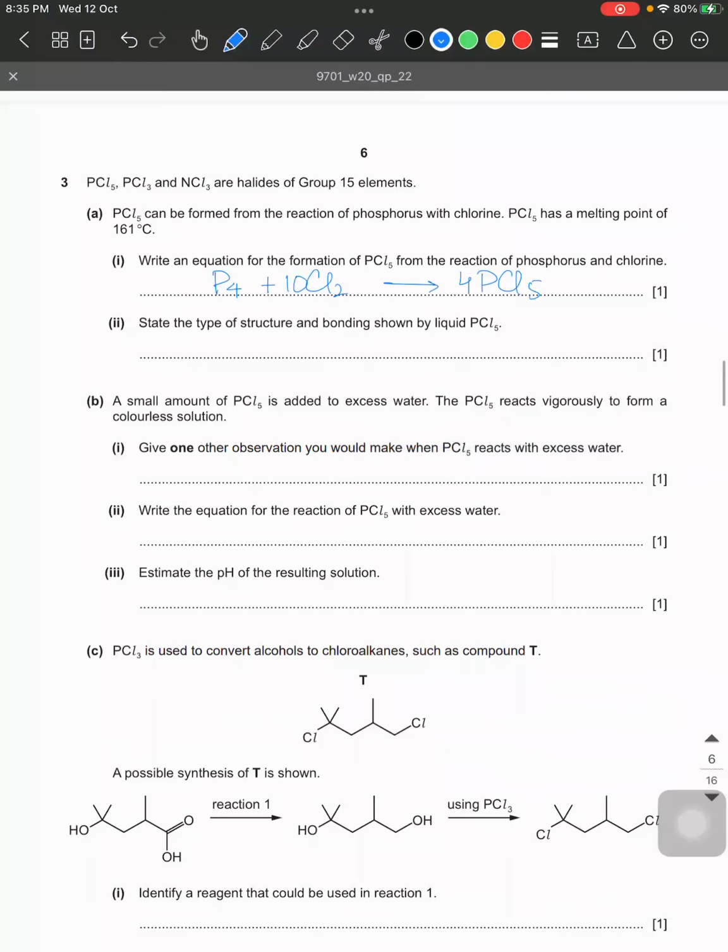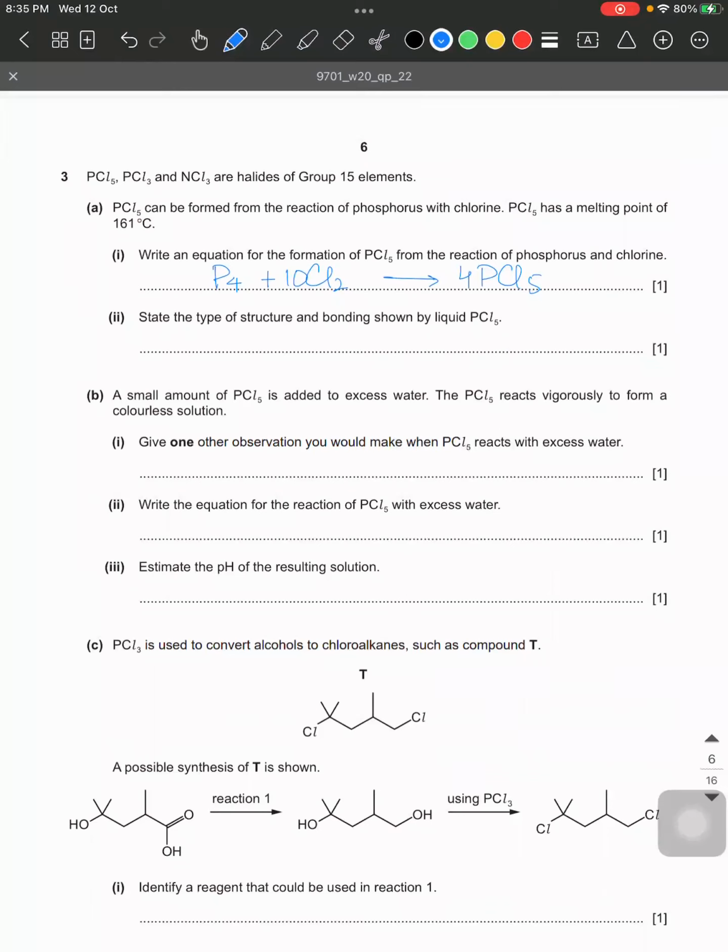Then they are saying state the type of structure and bonding shown by liquid PCl5. PCl5 is a simple liquid, and it is a covalent structure. So you can say that it is a simple molecular structure. Simple molecular structure, right?